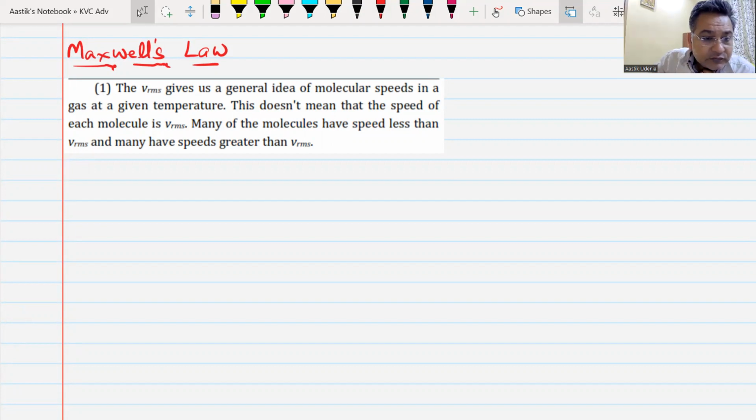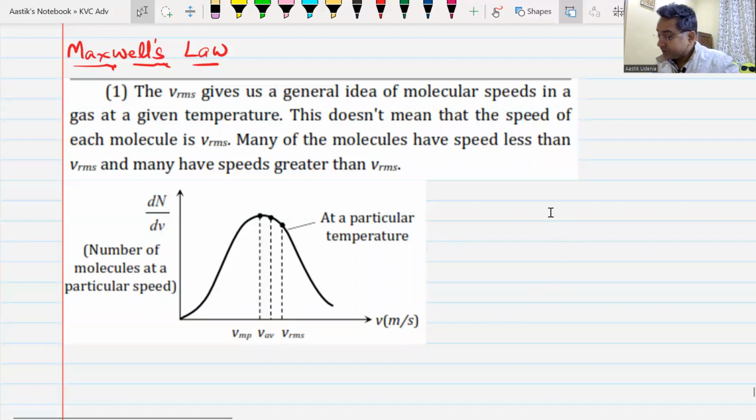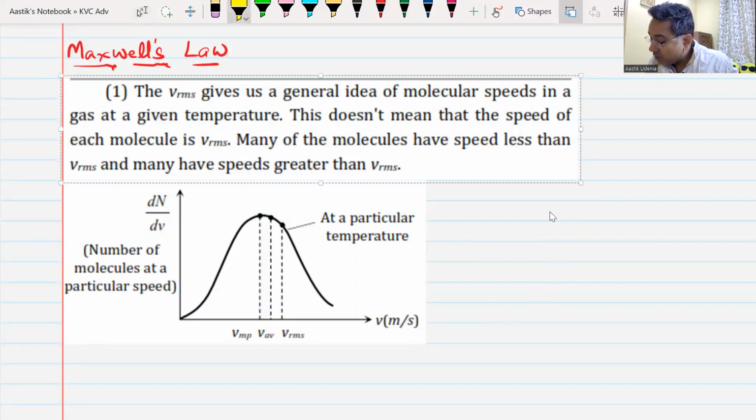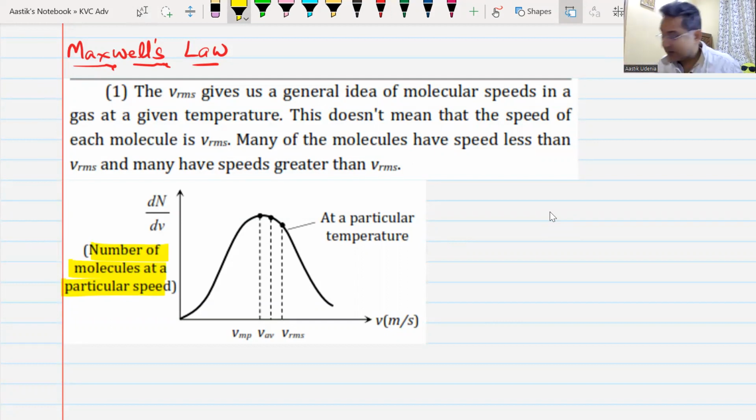If we draw a graph between the number of molecules moving with a particular speed and the speed, the graph looks like this, and this is a very important graph that you can remember. You can see V most probable: the maximum number of molecules are moving with that speed. V average is somewhere in between. VRMS is the highest among these three. Do we understand this? This is the number of molecules which are moving with that speed.